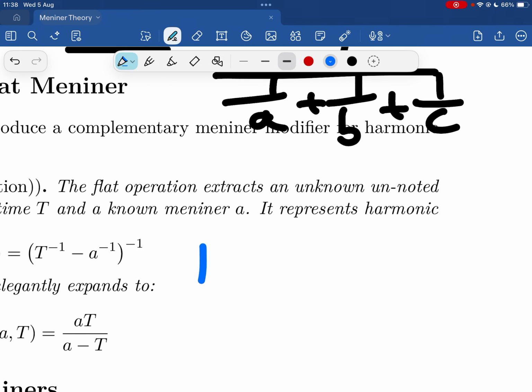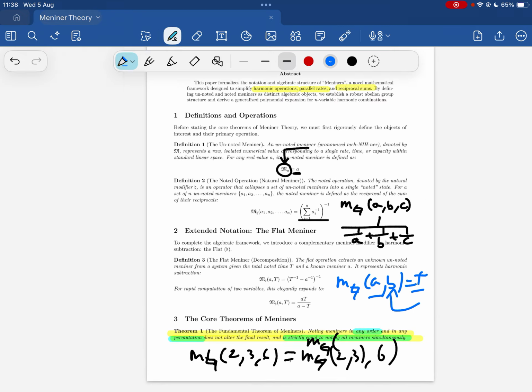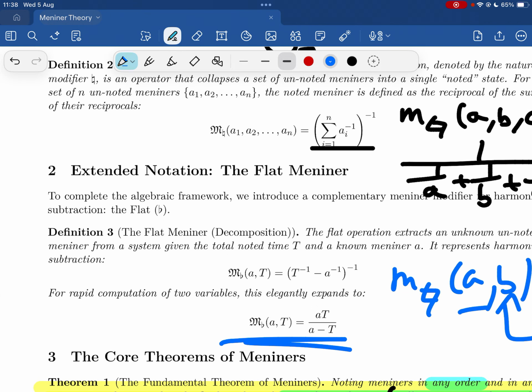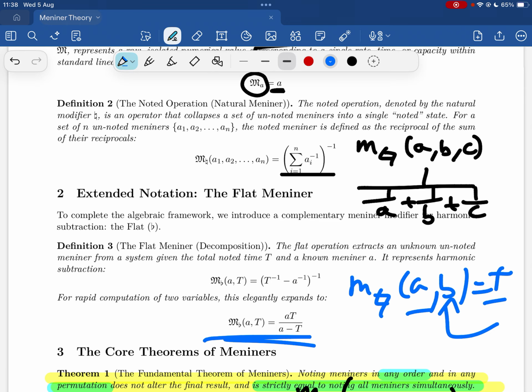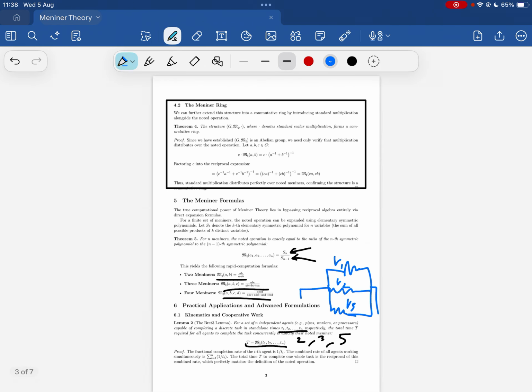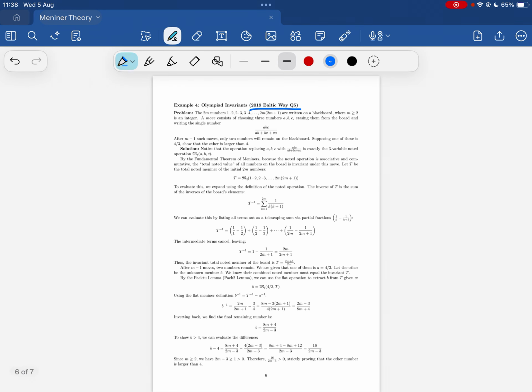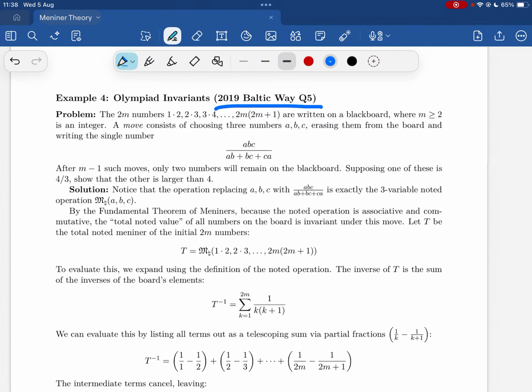And we can see here, if we have m note of a and b is equal to t, and we know t and we know a, if we want to find b, we must use the flat noted operation. And here we can see that m flat of a and t is just at over a minus t for 2 variables. The flat operation will be slightly different for more variables, but essentially for more variables, you note all the ones you know, and then you do a 2-variable flat operation with the one you don't know.